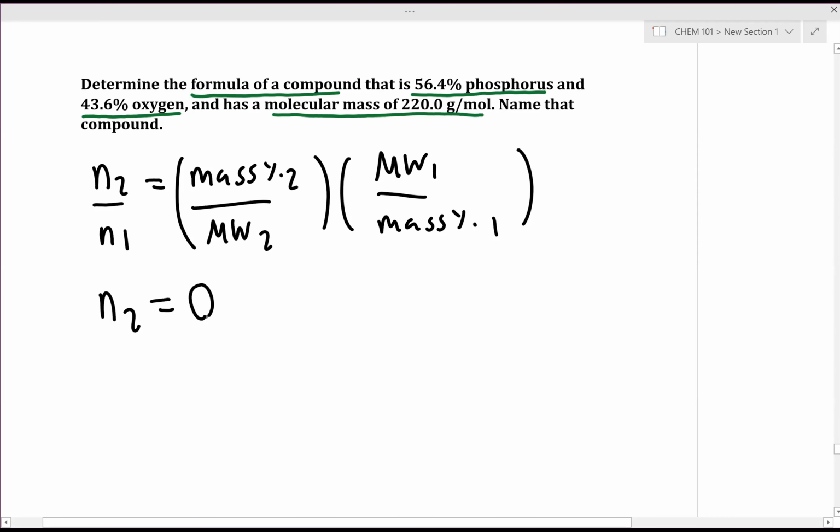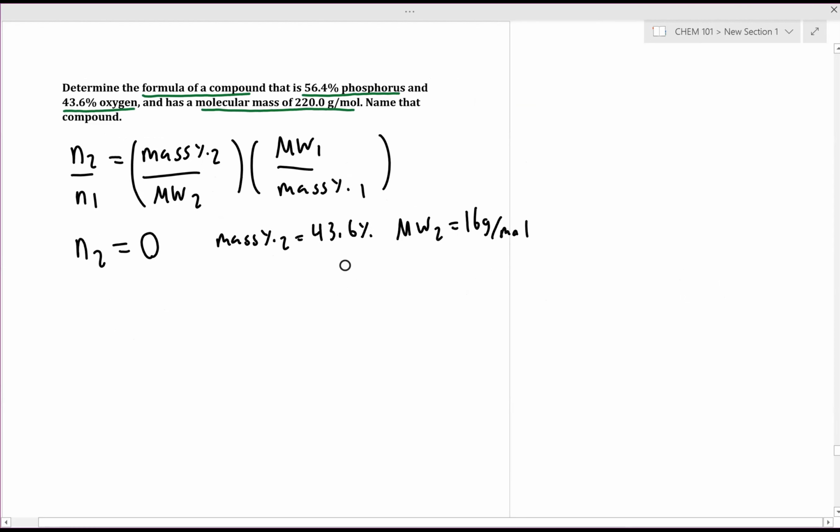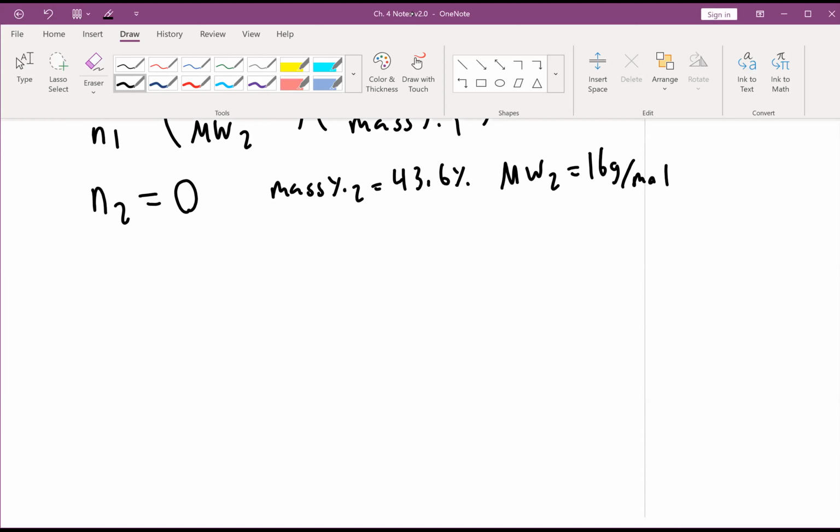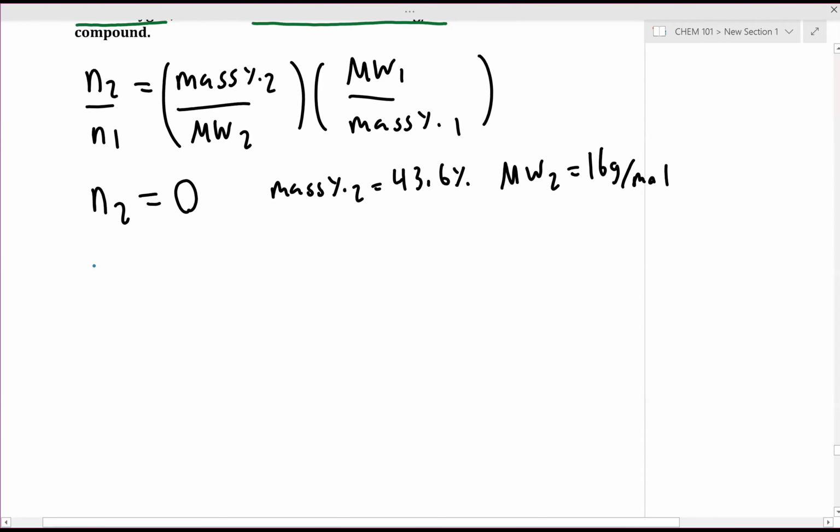Okay, so then mass percent 2 is going to be the mass percentage of oxygen, which is 43.6%. And what is the molar mass of oxygen? Just the molar mass of oxygen from the periodic table. 16. Yep, 16 gram per mole. Okay, now because we have already designated oxygen as N2, N1 then of course is going to be phosphorus.